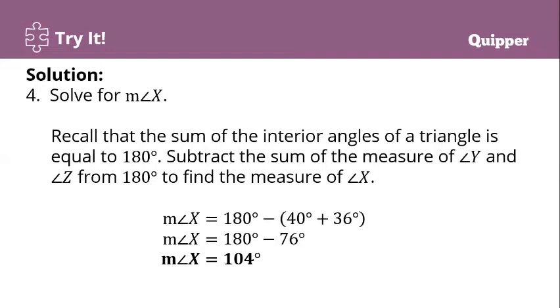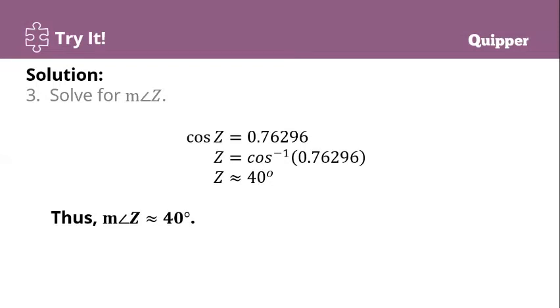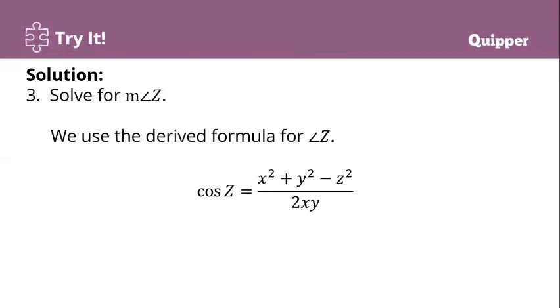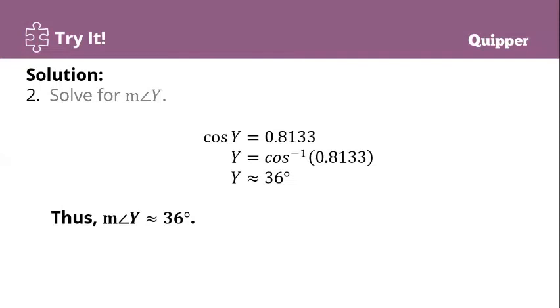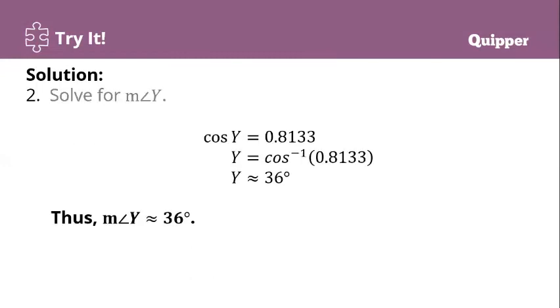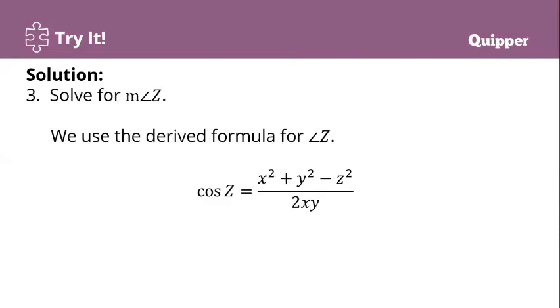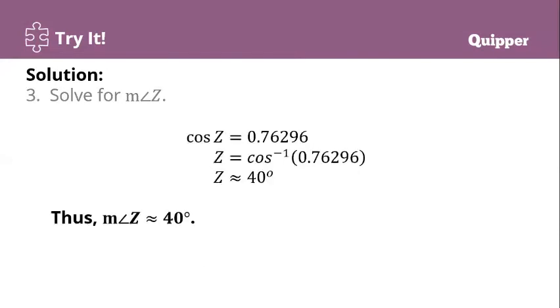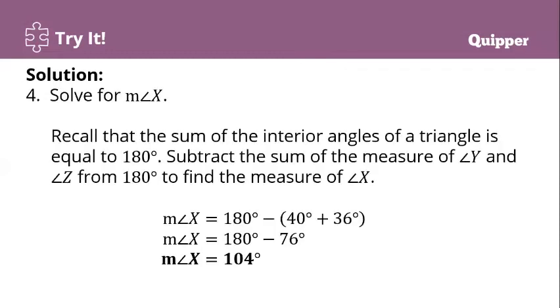Again, going back, if the given are all sides of a triangle, you need to use the derived formula to find the angles. Take note that for you to find the measure of the angle, you need to get the inverse of the cosine function. So that's cosine inverse of 0.8133 for you to get 36. And for Z, that's the cosine inverse of 0.76296, that's 40 degrees. And for the third, you just subtract it from 180 degrees to find the measure of angle X.